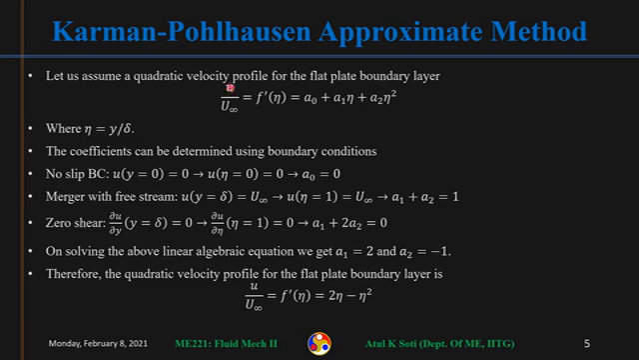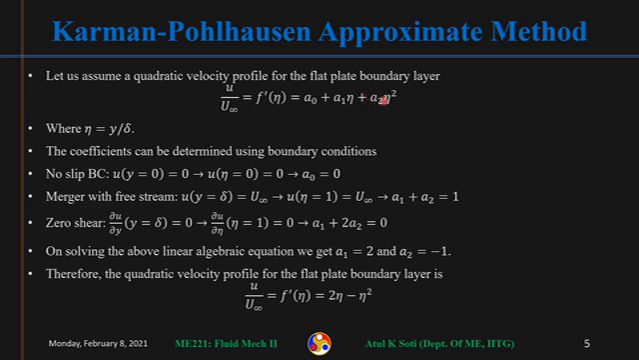Okay, so hopefully you have attempted. Now let us see whether your attempts are correct or not. Next we will assume a quadratic velocity profile: u by u infinity is equal to a0 plus a1 eta plus a2 eta square.